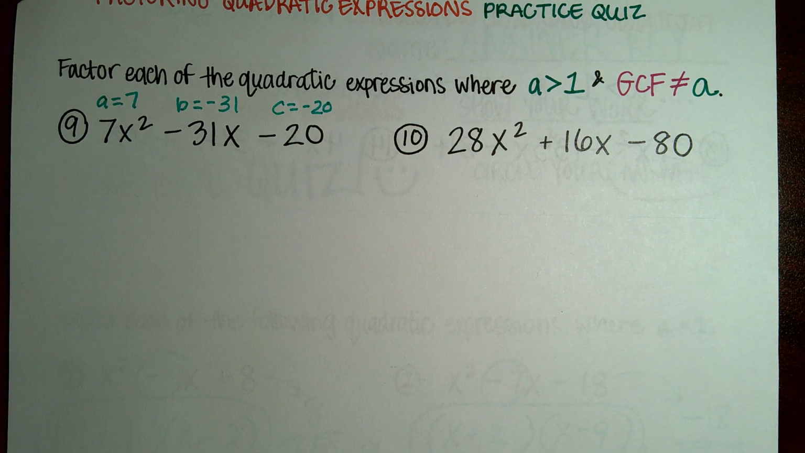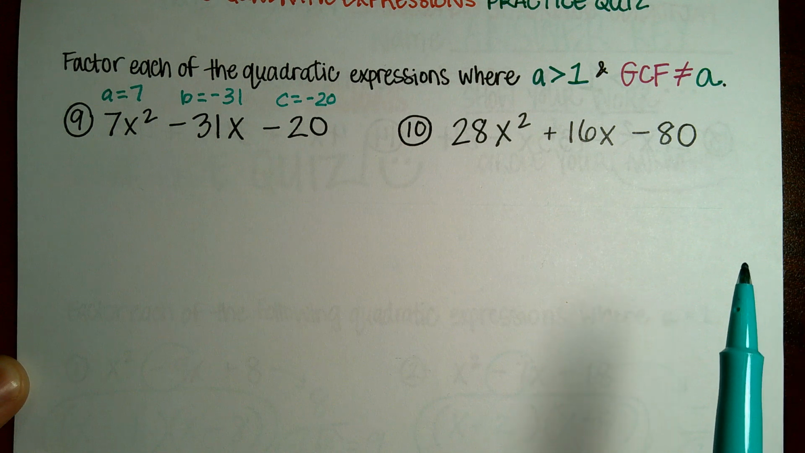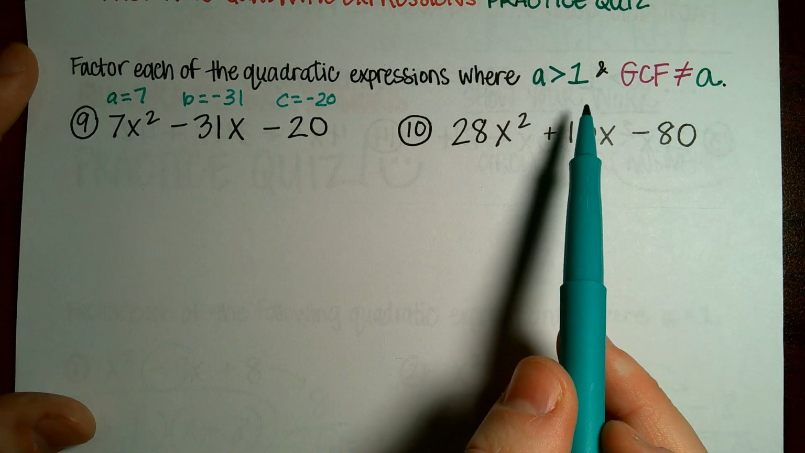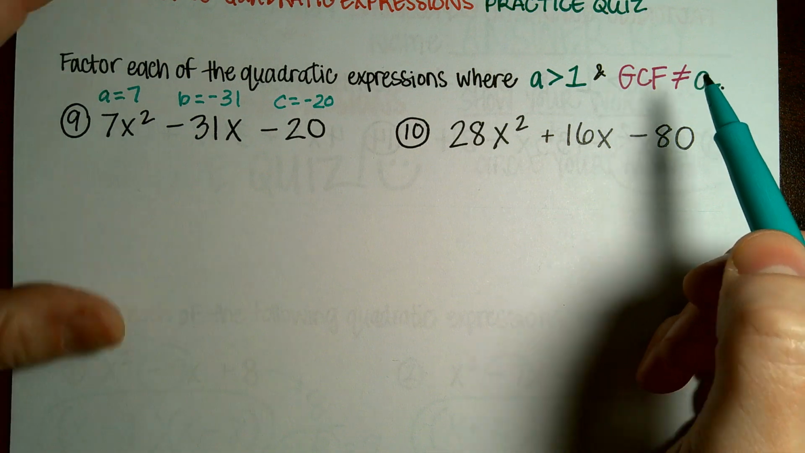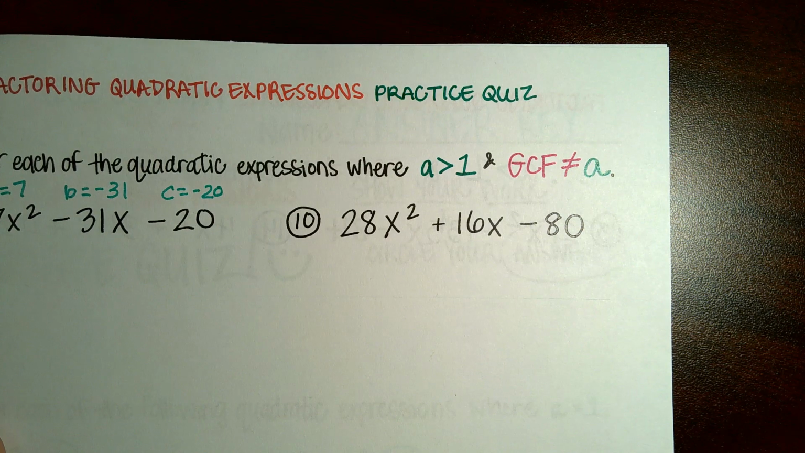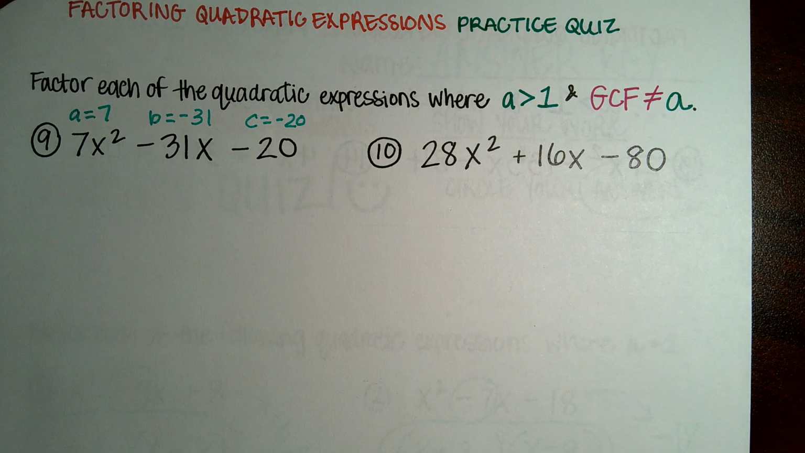Anytime our a is greater than 1, we always want to start by checking if there's a GCF, just like we did on the last page. So is there anything we can factor out of it? Anytime a is greater than 1, the first thing you should do is check to see if there's a greatest common factor. See if you can take anything out of it first. See if we can divide everything by the same number.